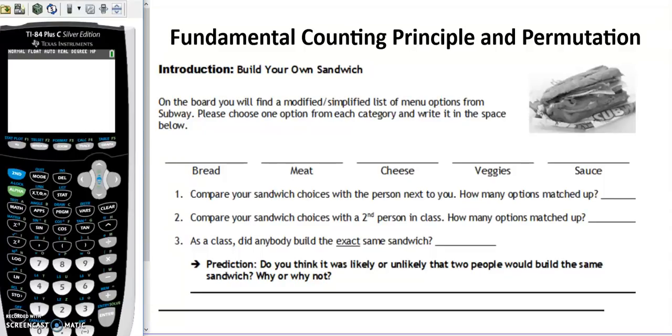All right, so today we're going to talk about the fundamental counting principle and talk about permutations. Make sure you have your notes packet open and have out a calculator.